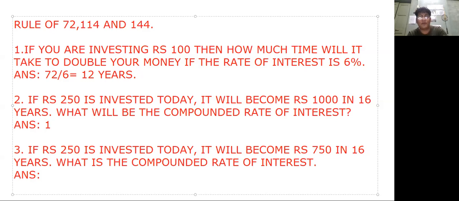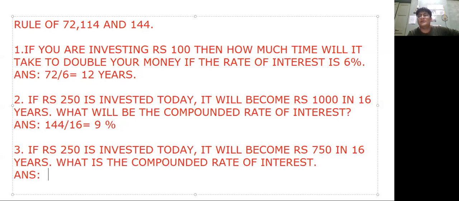You are going to remember 144 and divide it by 16. So your answer is 9. You either divide by the rate of interest or you divide by the time frame which is given. In the first question, the rate of interest was given, so you divided 72 by 6. In the second question, we have the amount of time given, so we divide 144 by 16. Our answer is, sorry, it would be 9%, because here the rate of interest is asked.